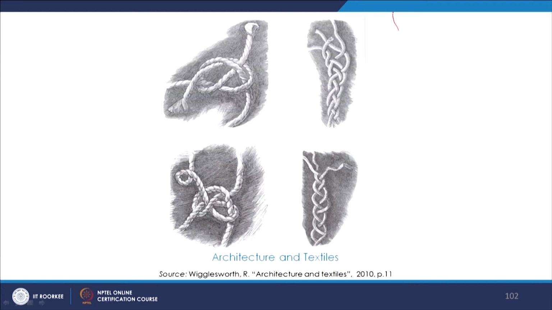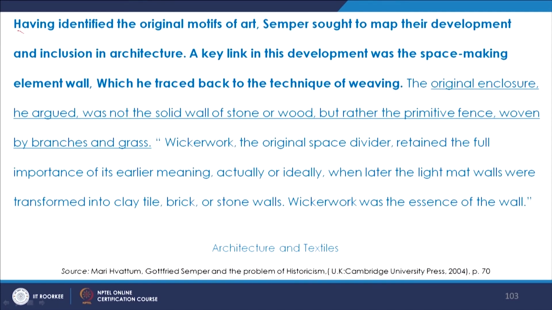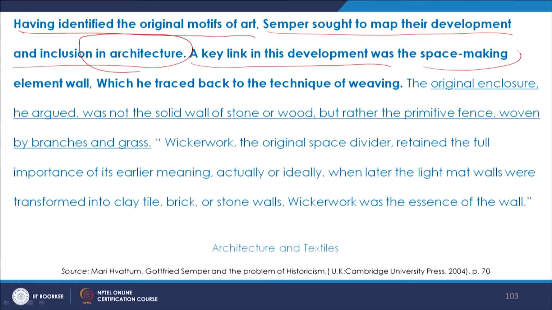So, here we see certain drawings where the knot and the structure within the weave have been explored. Having identified the original motives of art, Semper sought to map their development and inclusion in architecture. A key link in this development was the space-making element, the wall, which he traced back to the technique of weaving.